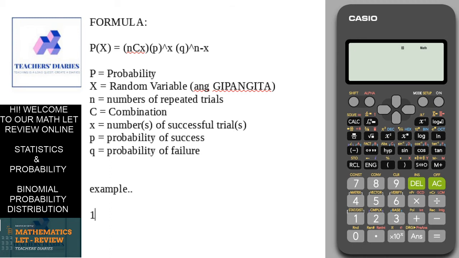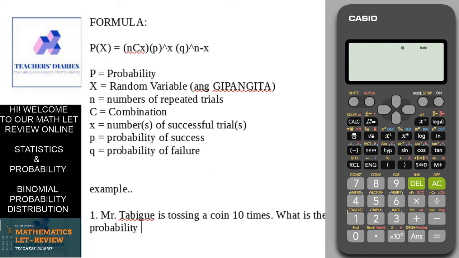Alright, let's get started, let's have some example. Alright. So, number one example. Let's just say Mr. Tabigi is tossing a coin 10 times. Okay. And here's the question. What is the probability of getting exactly 4 heads? Okay, let's just say like that.